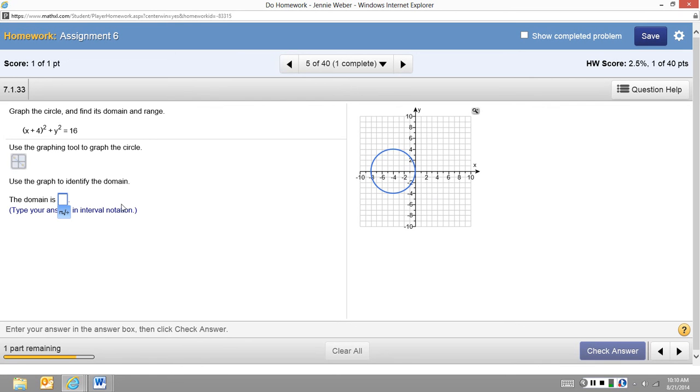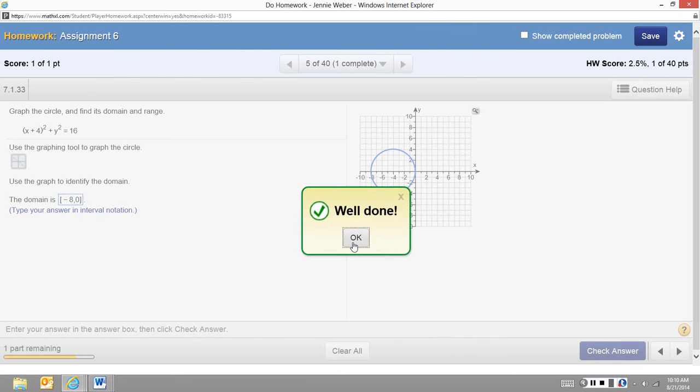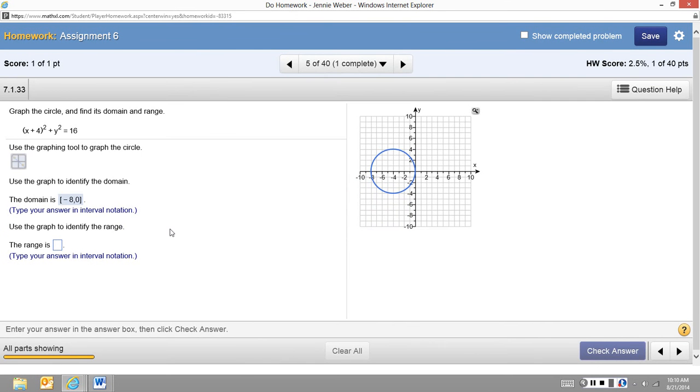Now, what's the domain? Well, the domain here, you can see we start out here at -8. So I'm going to do bracket -8 to 0. And I'm going to check this. And this goes from bracket 4 to -4. Check answer.